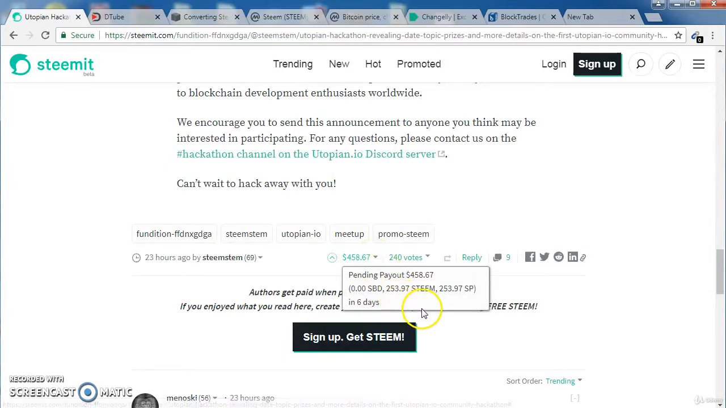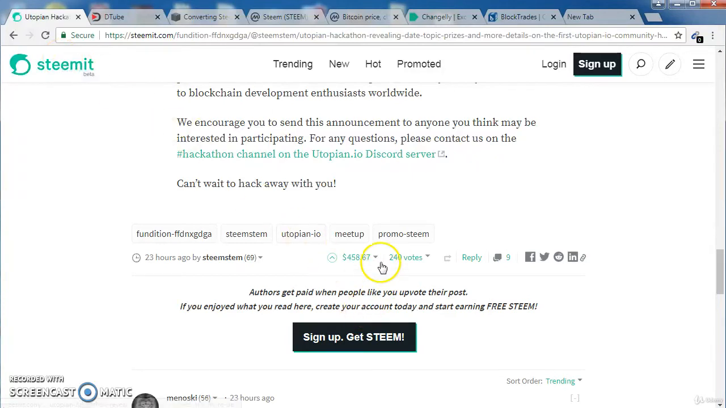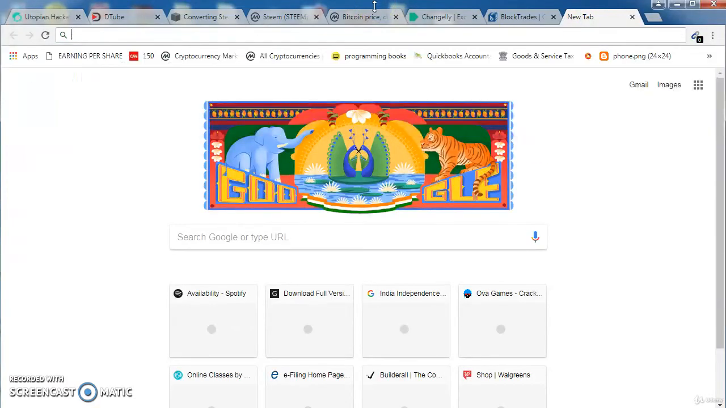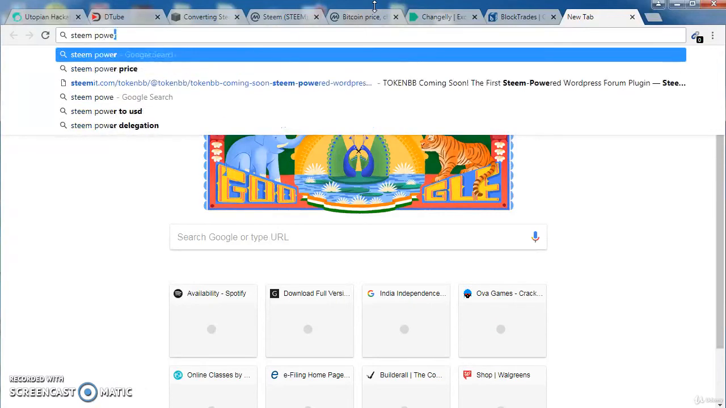The second thing is Steem Power. Now Steem Power is not a cryptocurrency. It is just a power on the Steem network. For example, if this guy earned 253 Steem Power, it cannot be traded. It won't be able to trade instantaneously against US dollar. It takes time. For example, if you have Steem Power, you can redeem it to Steem currency, but it would take approximately some time.